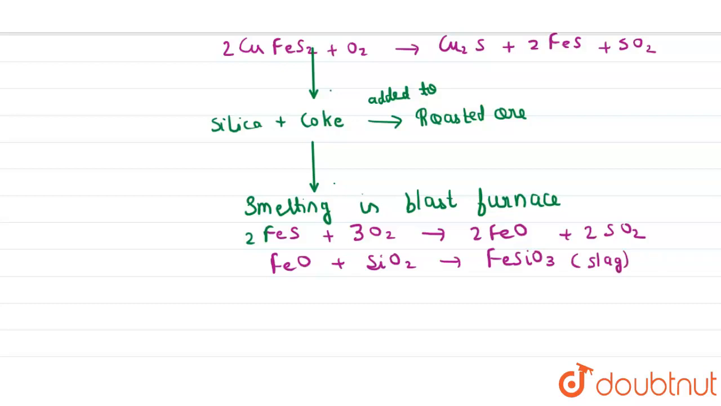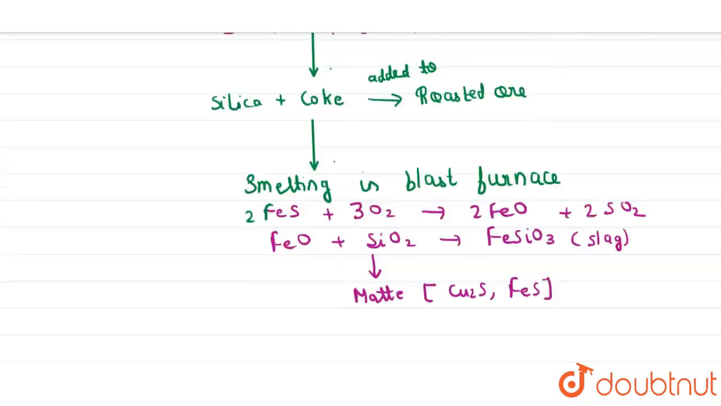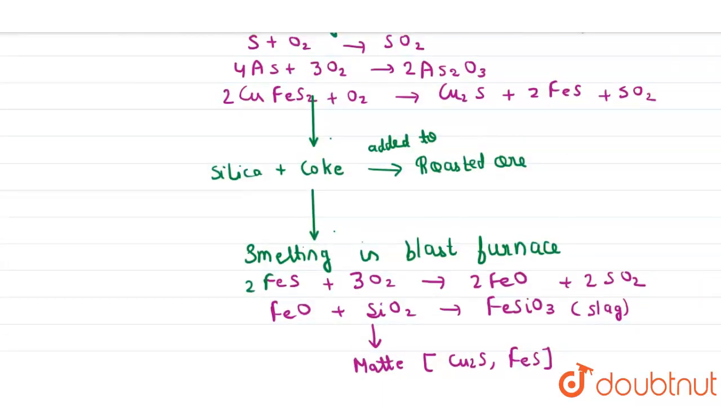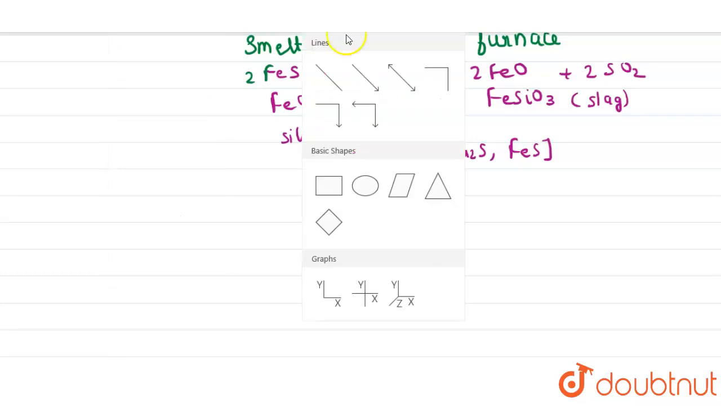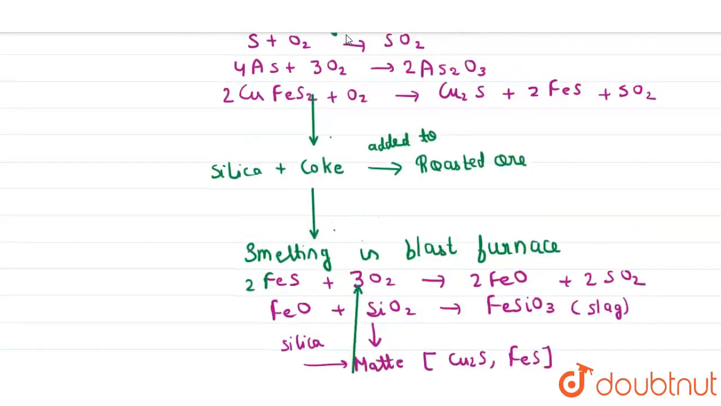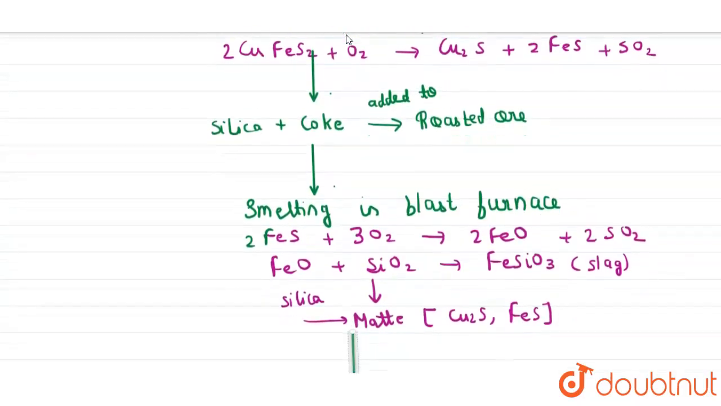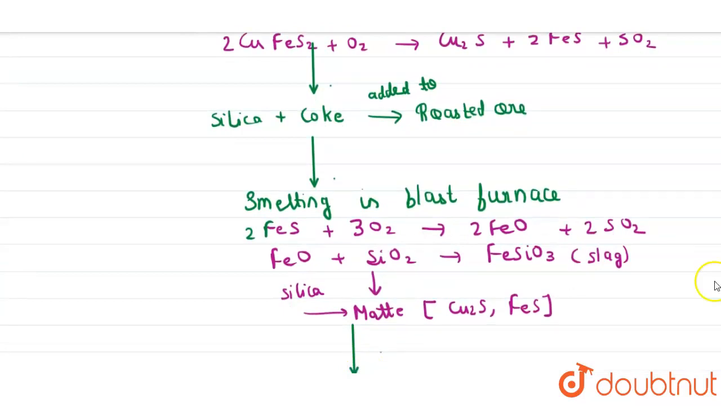Now the net content in the mixture contains silica, matte, which is nothing but the copper and FeS mixture. We pass silica to it.